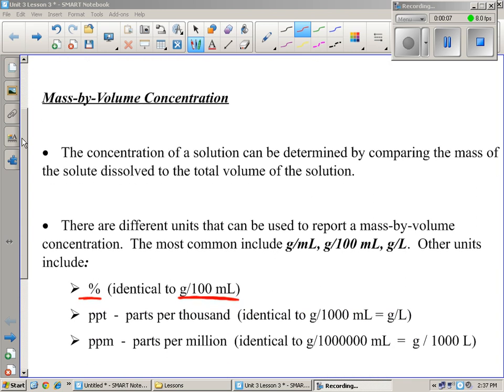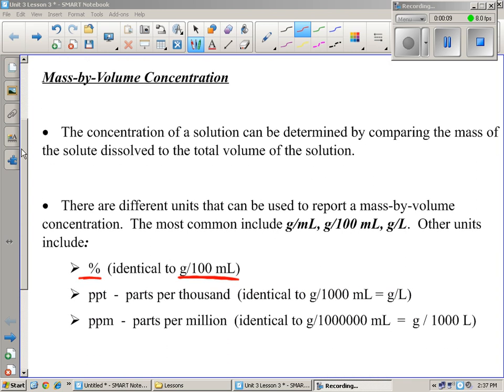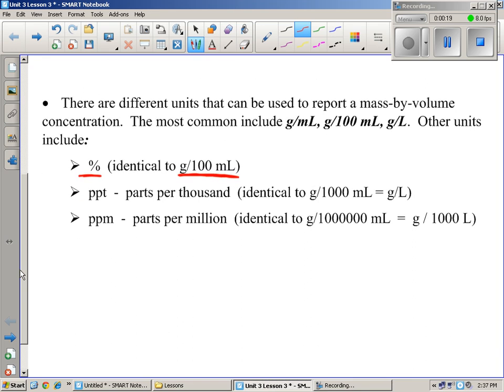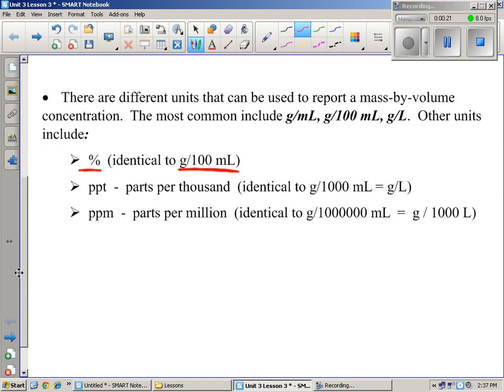So mass by volume concentrations is what we're going to look at today. And really, they're not very specific, which you guys may or may not have heard one time before. The important things with mass by volume concentration, now we're caught up.